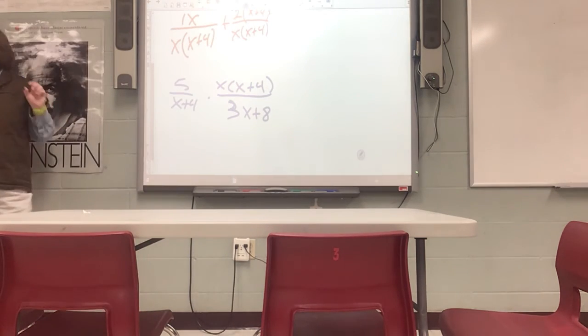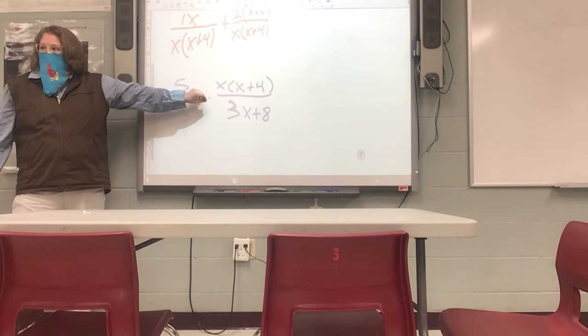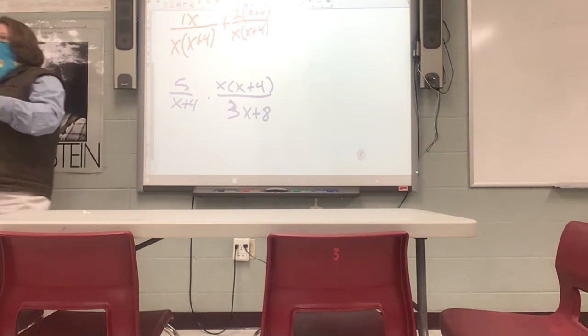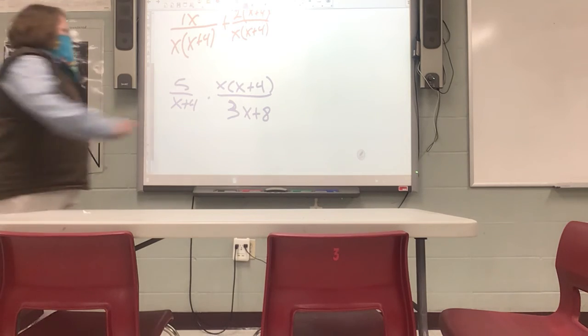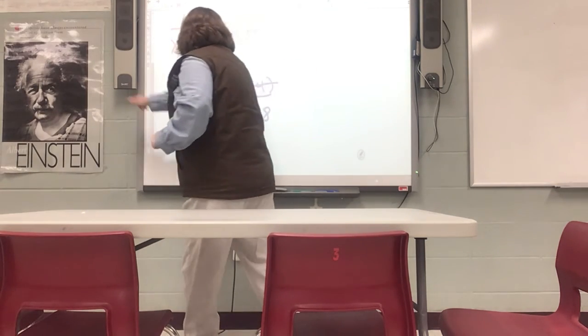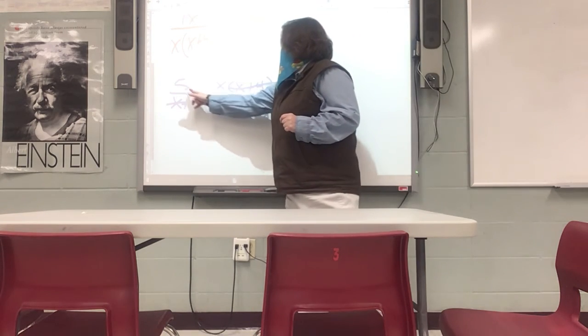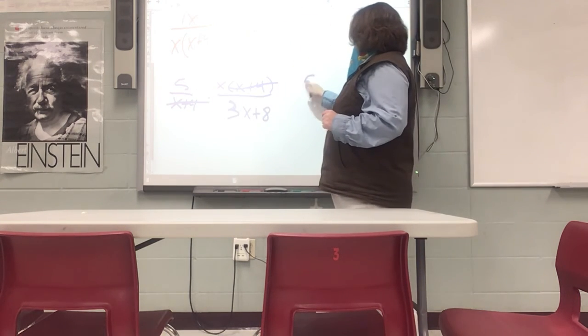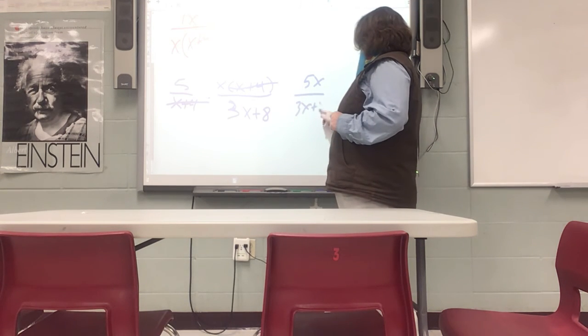Okay, so your options here. You could multiply straight across the top, straight across the bottom, and then try to reduce. But since there's no plus or minus sign here, just a multiplication, you can simplify. You can ninja. So what time is it? Ninja time. So on the top, I've just got a 5 times an x. And on the bottom, I've just got 3x plus 8.